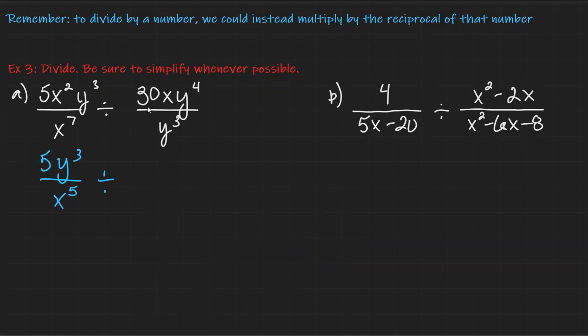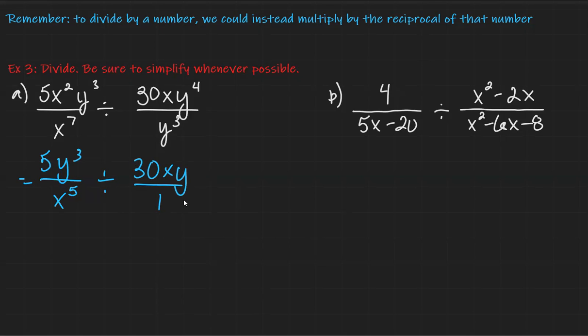Divided by 30x y to the 4th divided by y 3rd, y to the 4th, so 4 minus 3, that's 1, positive, so it stays in the numerator. X to the first power. Sorry, x, y to the first power. So now it's technically over 1.